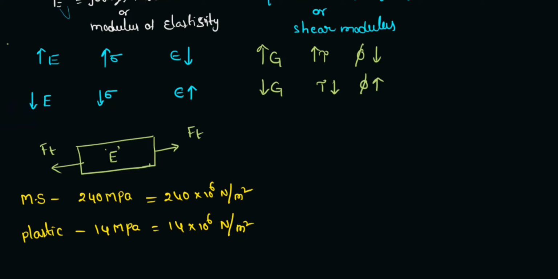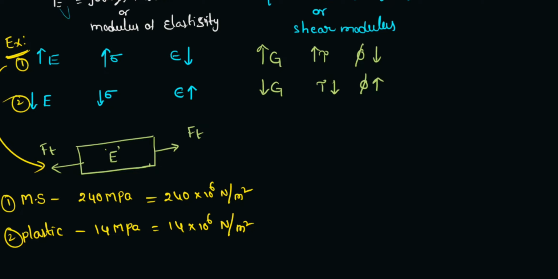You can see that. Is what we have discussed here true? Compare this example of mild steel and plastic with the above discussion. A higher E value means more stress capacity, right?